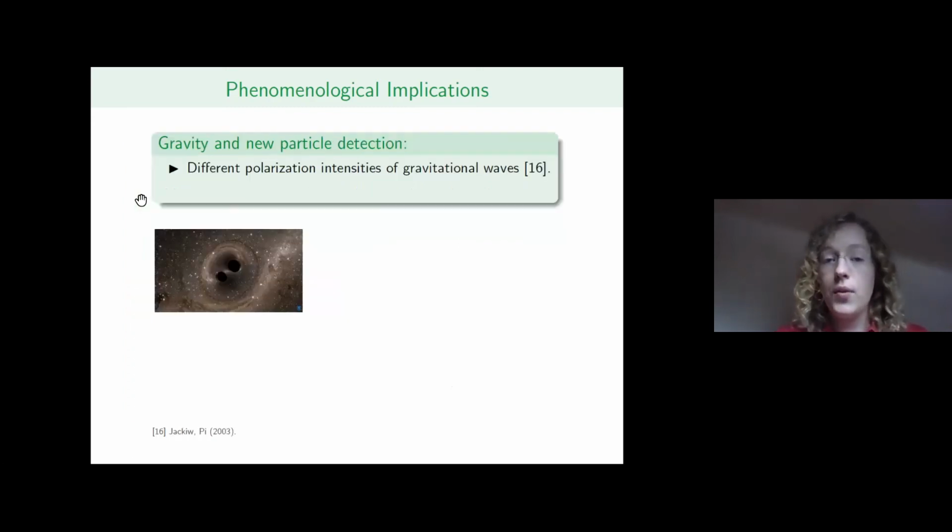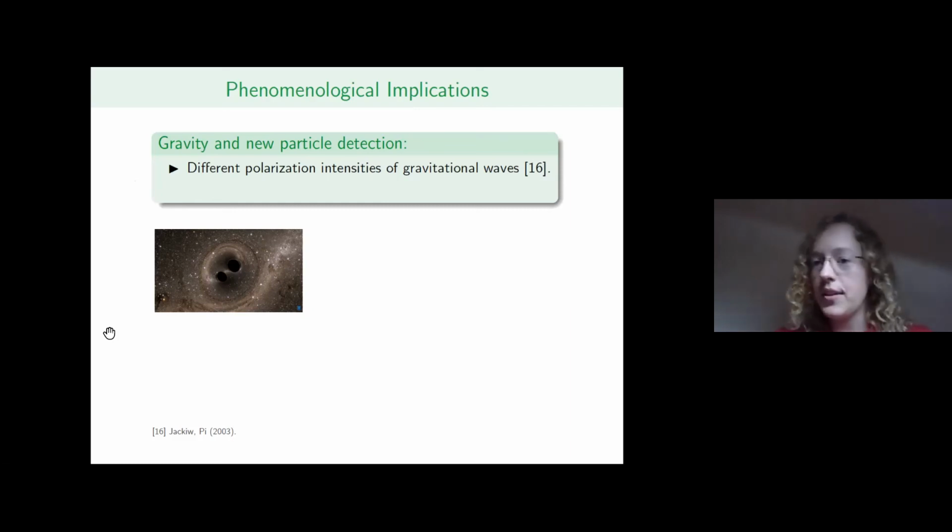So the last aspect of the phenomenological consequences concerns gravity and new particle detection. On the gravitational side, one thing I find interesting is that we have, in principle, different polarization intensities of gravitational waves. This was first observed in the context of Chern-Simons modified general relativity by Jackiw and Pi in 2003. In the beginning, we were very excited when we realized this, because we published our paper in the year when we had the first gravitational wave detection. So we hoped we could actually see this in the experiments.